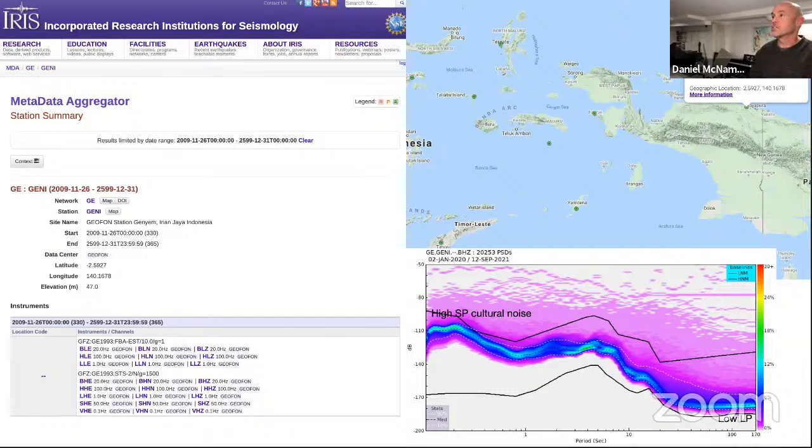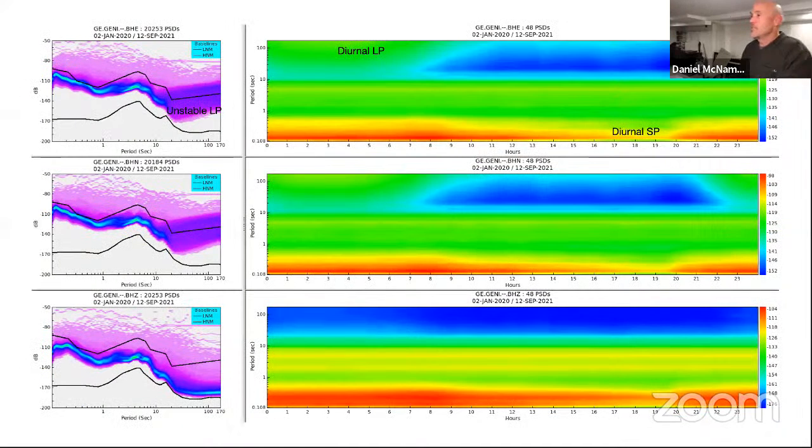Here's the final diurnal plot for the morning. Again, you can see the horizontal long periods are very unstable and strong diurnal variation and quite high noise levels in the short periods up near the high noise model. Again, these could probably be improved with better vaults.